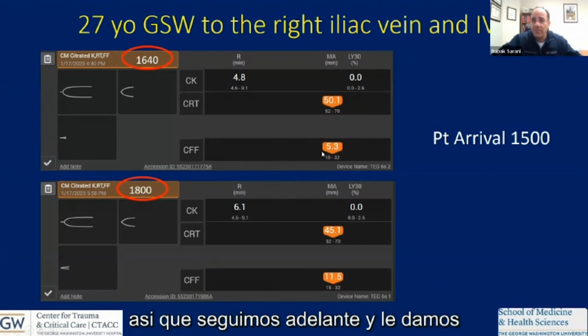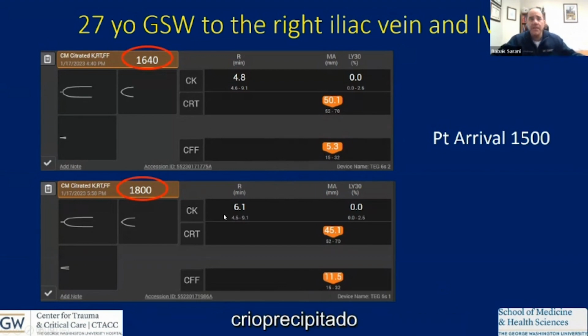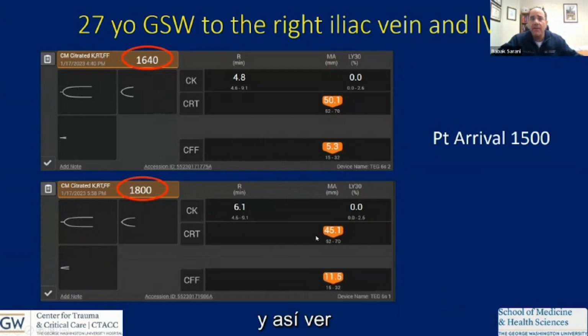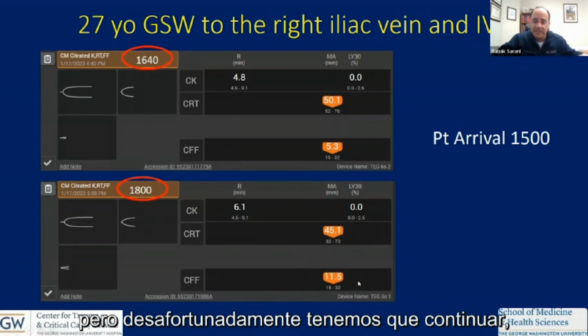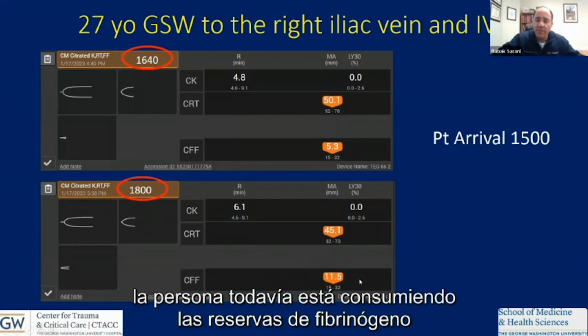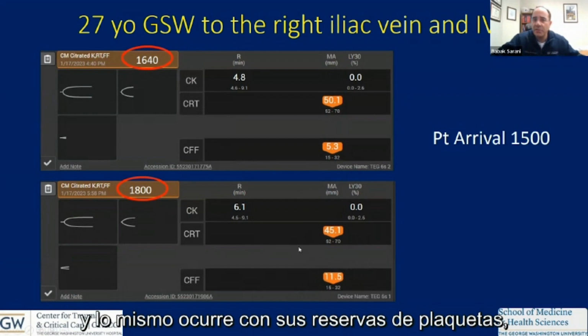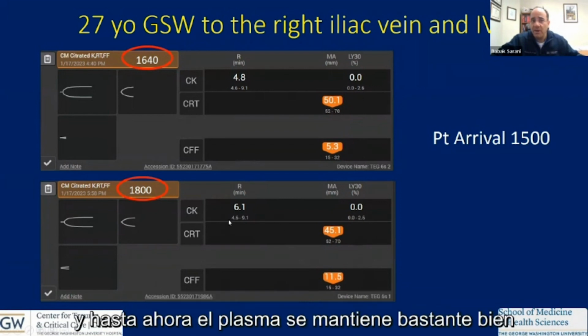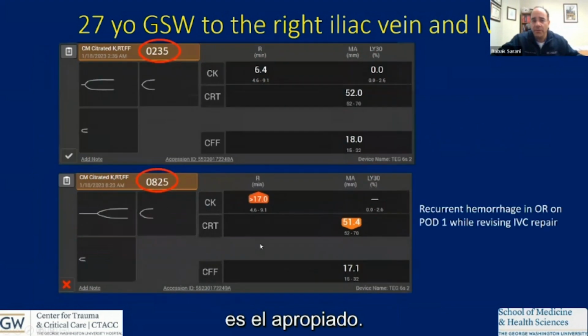And so we go ahead and give the person cryoprecipitate. We get another TEG measure about an hour and a half later, and you can see, yes, we've made progress, but unfortunately, we need to continue. The person is still consuming their fibrinogen stores, and same thing is true of their platelet stores. Luckily, the TXA worked beautifully. The LY30 is 0. And thus far, the plasma is keeping up pretty nicely. Our R time is appropriate.